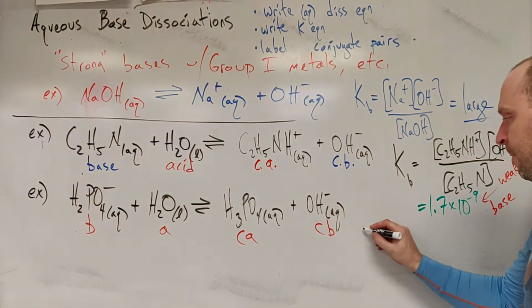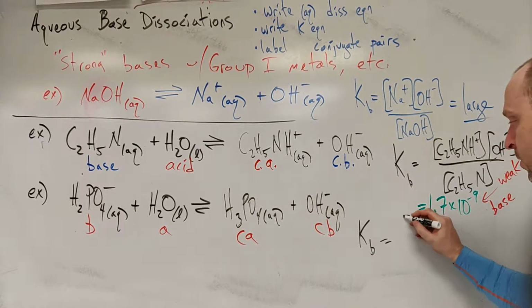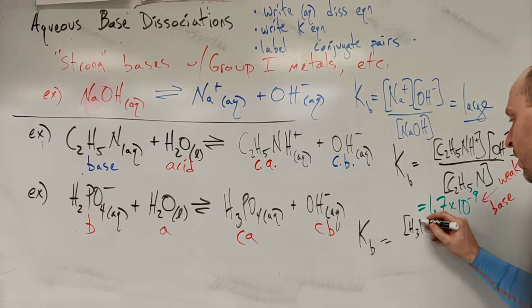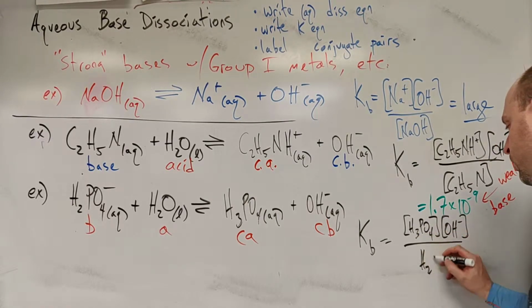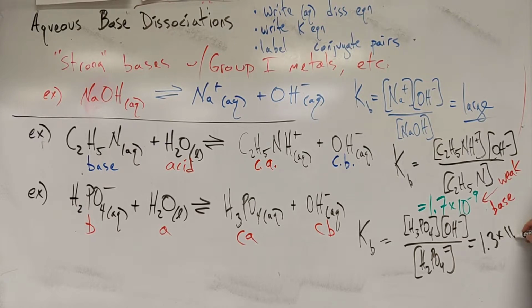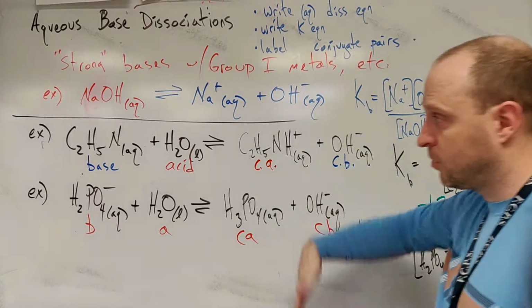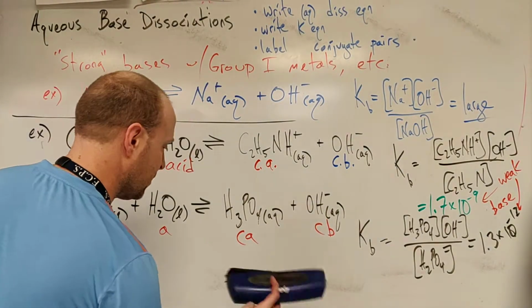Our Kb expression has got to be this stuff, products over reactants to their coefficient powers, H3PO4, OH minus, and H2PO4 minus. And yes, charges matter. This happens to be 1.3 times 10 to the minus 12. And you may note that that doesn't say the word large because it's not, and that means that we again have a weak base. Okay? So there's 3 starting examples, and we'll just toss in a few more here and take care of business.